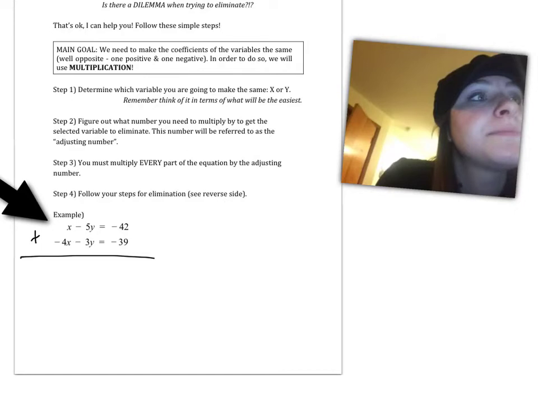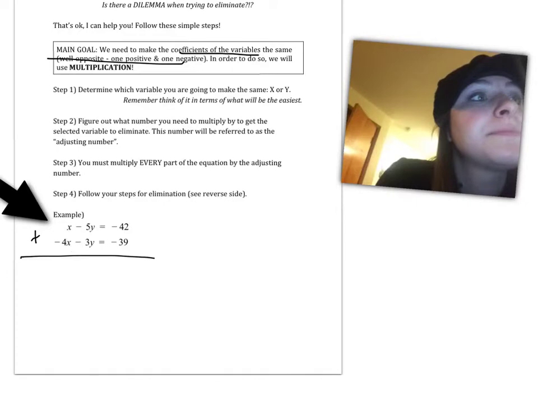So in this question, our main goal is to get the coefficients of the variable to be the same. Well, really they have to be the opposite. So I'm going to use multiplication in order to do that. If I take a look at the first equation, I already have a positive x. Take a look at the second equation, I have a negative 4x. So I already have one negative and one positive. So I'm going to work with the x's since I think those would be the easiest to eliminate.